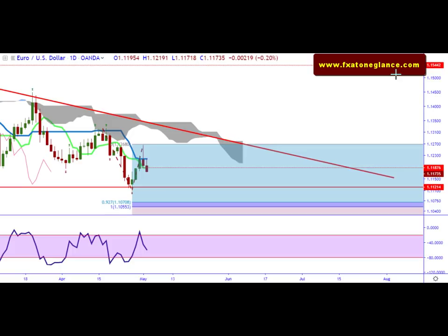So that's how we looked at those trade setups. Pretty basic, nothing major. Hope that helped you out.